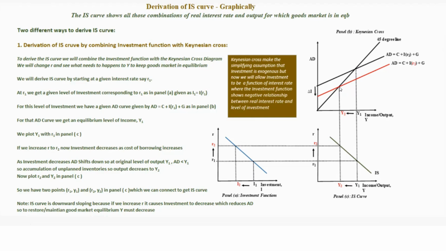Now, since we have 2 points, Y1, R1 and Y2, R2, we can connect them to get an IS curve. And we can note over here that this IS curve is downward sloping. Because if we increase real interest rate, it causes investment to decrease as cost of borrowing increases, and this reduces aggregate demand. And since investment is a component of AD, so to restore or maintain goods market equilibrium, Y has to decrease. That's the inverse relationship between R and Y in order to maintain goods market equilibrium.